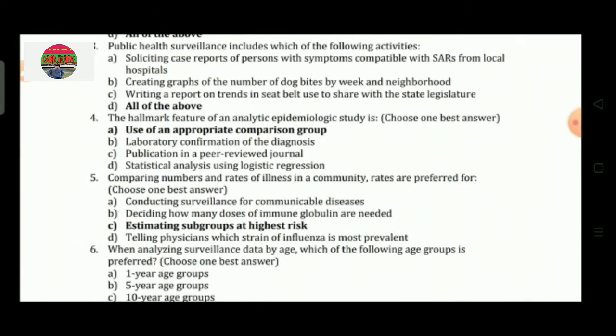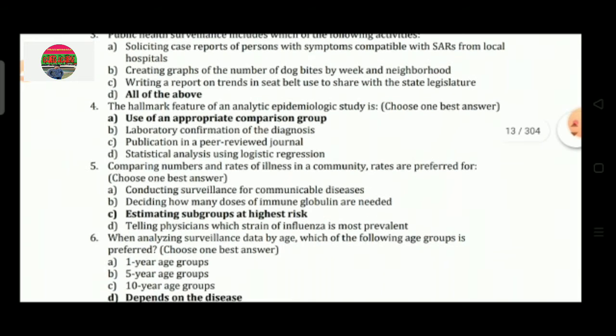Question number 4 is, the hallmark feature of an analytic epidemiologic study is: option A is use of an appropriate comparison group. Option B is laboratory confirmation of the diagnosis. Option C is publication in a peer reviewed journal. Option D is statistical analysis using logistic regression. So the correct answer is option A, that is use of an appropriate comparison group.